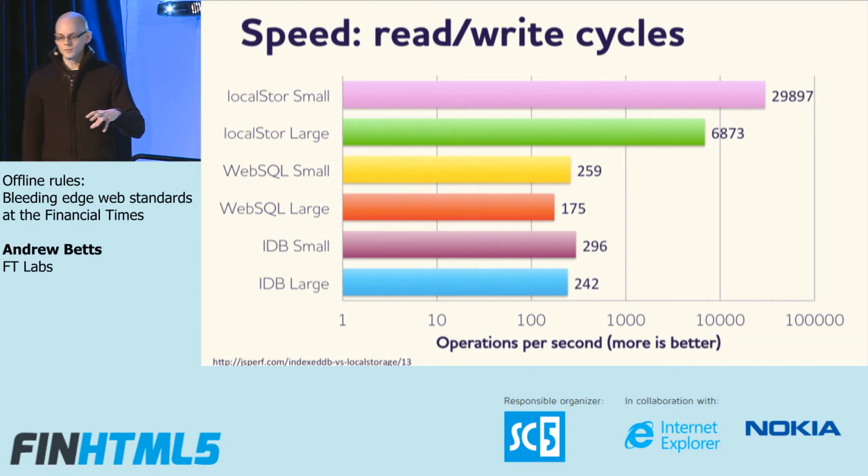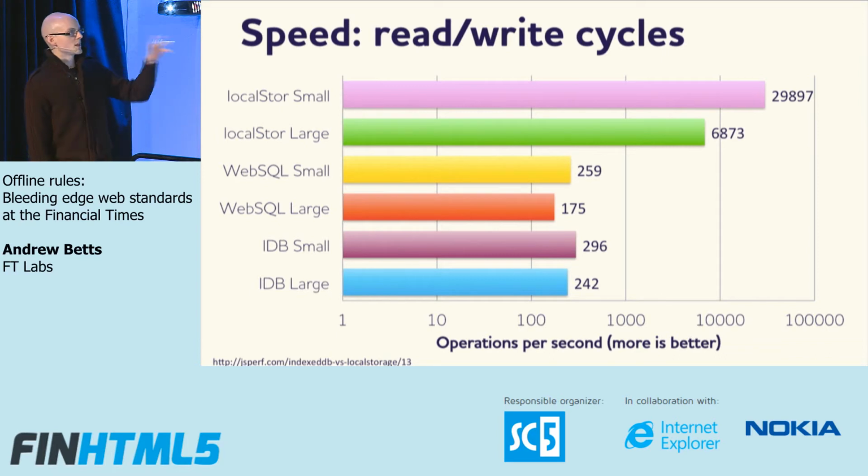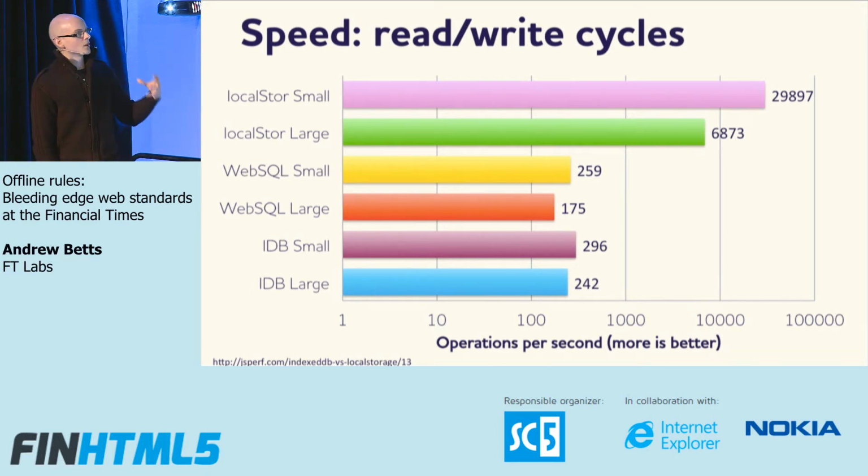But that would assume that all of these backends have the same comparable latency and same comparable capacity. And that isn't true. So here's a JS-perf test that I set up, testing reading and writing the word test to each of these data stores. And I could do that 30,000 times a second in local storage and 300 times a second in IndexedDB.